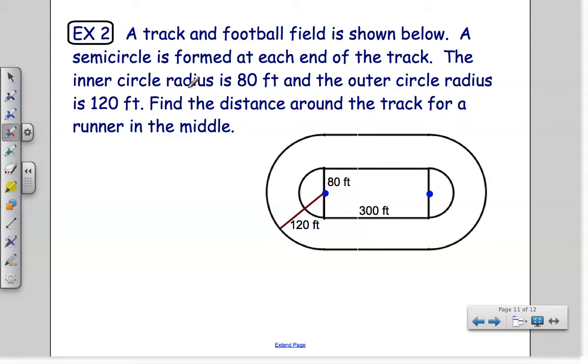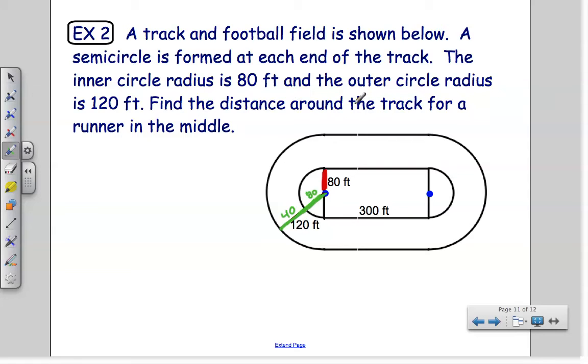Let's see here. The inner circle radius is 80 feet. Oh, and you can tell that that's right here, to the edge of the football field. The outer circle radius is 120 feet. This 120 means all the way to the edge of the track, so this entire length is 120. And actually, since this much is 80, then what's the distance on the track? Well, 120 minus 80 would be 40. Again, I told you this wasn't quite to scale there. Okay, because 80 and 40 would be 120 total.